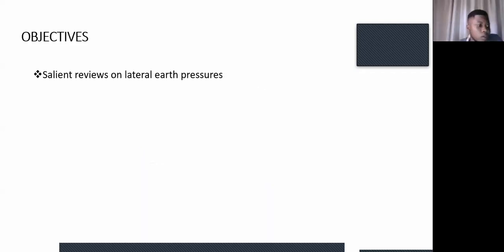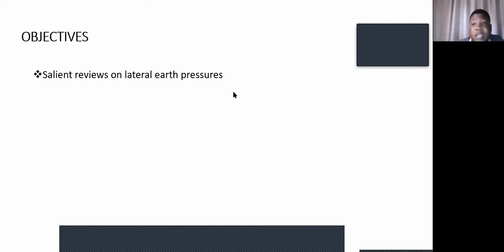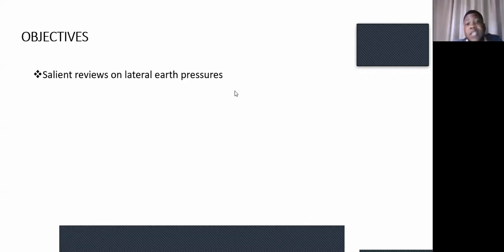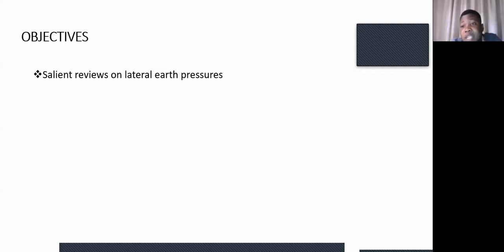All right, great. So basically, part of the objectives of this class will be salient reviews on lateral earth pressures. I need to state categorically that whether you are designing sheet pile or a retaining wall, all of them are embedded in your understanding of lateral earth pressures. If not, you just end up cramming the formula, and then who knows if you have a soil that is submerged, or partly submerged, and all those technical details. The question is quite easy, but if you are not exposed to it, it becomes a problem.